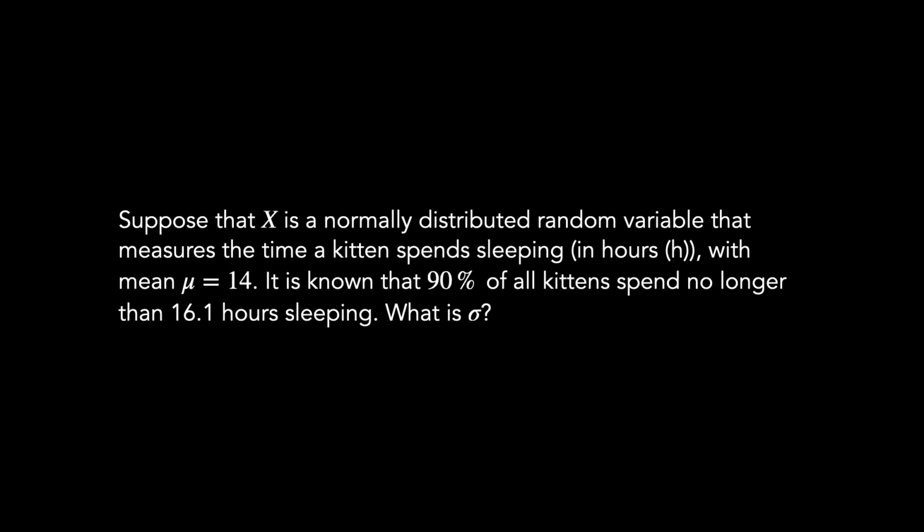All right, question number 1. It says, suppose that x is a normally distributed random variable that measures the time a kitten spends sleeping in hours with mu equals 14, so the mean is 14, and it is known that 90% of all kittens spend no longer than 16.1 hours sleeping. What is sigma?